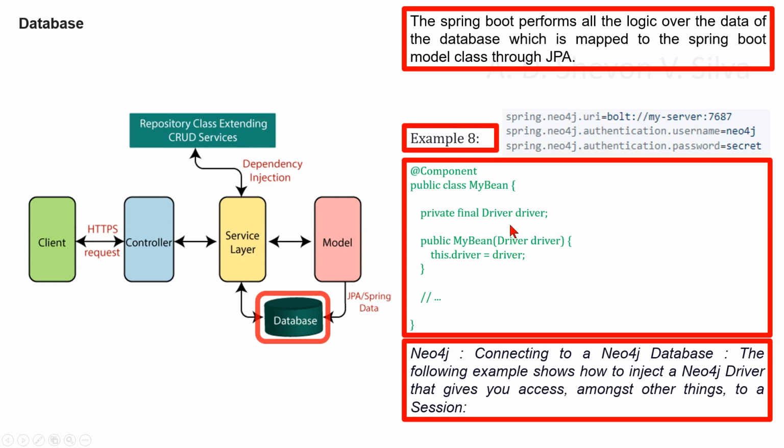By default, the instance tries to connect to a Neo4j server at localhost:7687 using the Bolt protocol. The following example shows how to inject a Neo4j Driver that gives you access, among other things, to a Session. You can configure various aspects of the driver using spring.neo4j.* properties. The following example shows how to configure the URI and credentials to use.